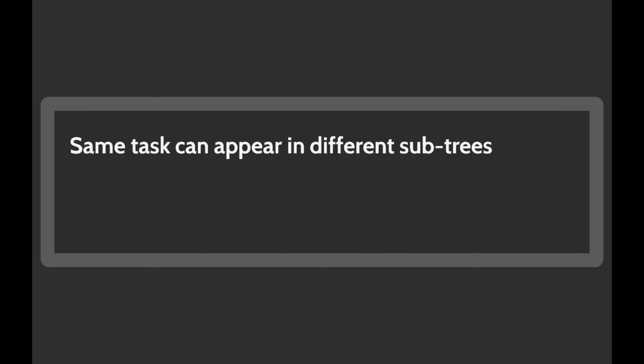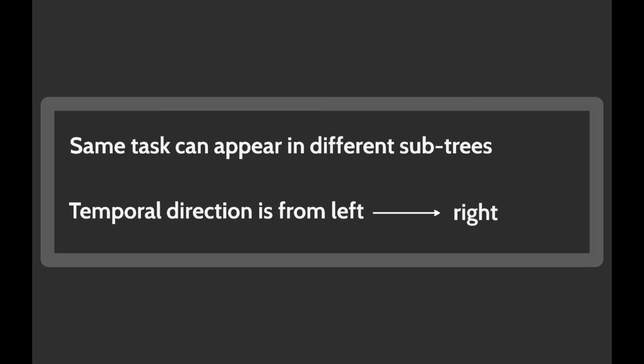A same task can appear in different subtrees. If it has exactly the same name, it has exactly the same task. You don't need to repeat the decomposition afterward. No need to model it again. And we also read from left to right. The temporal relationships are always in this order.